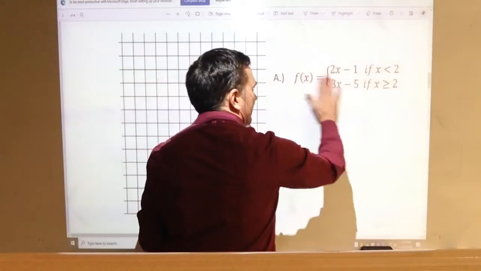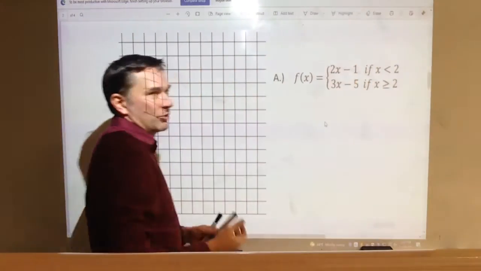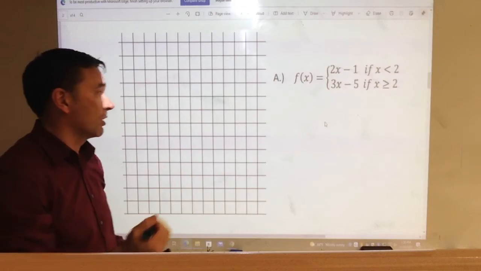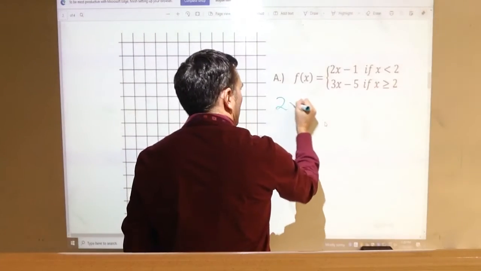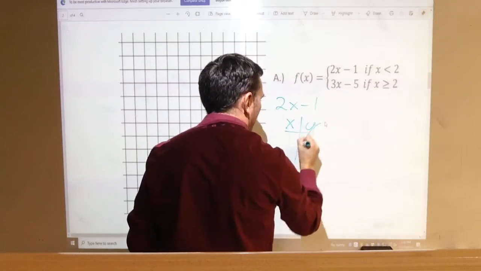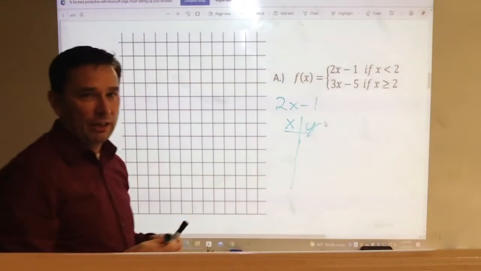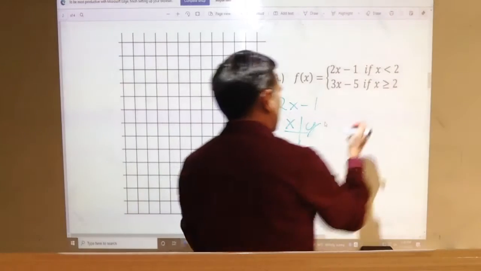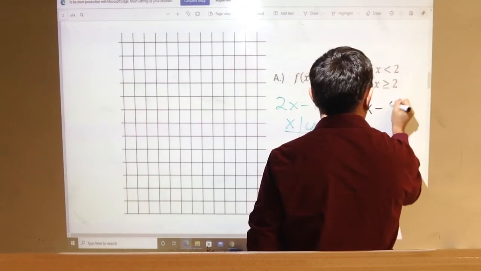So I kind of look at this. I see that there are 2 equations, or there are 2 pieces to our graph, which means I want to create 2 xy charts. So this first one I'm going to put in green. Hopefully you can see that. The second one I'm going to put in black.